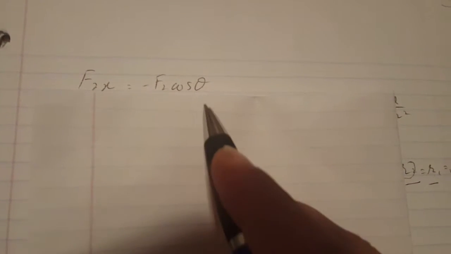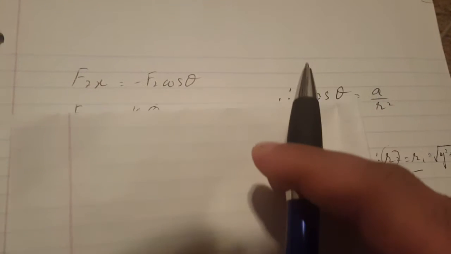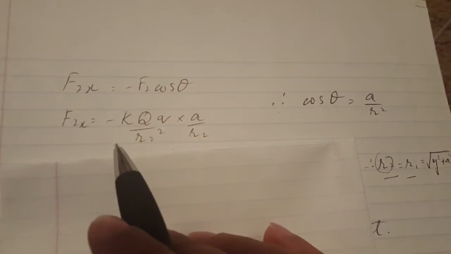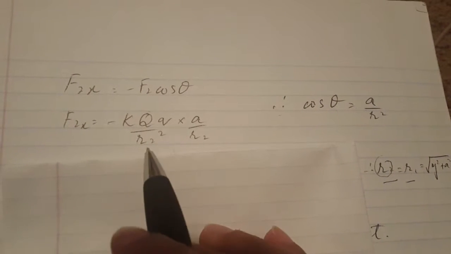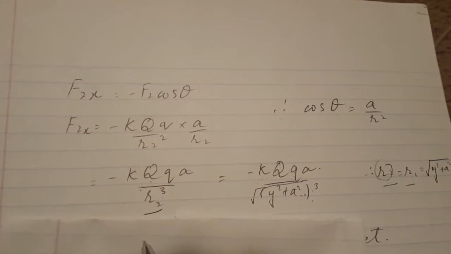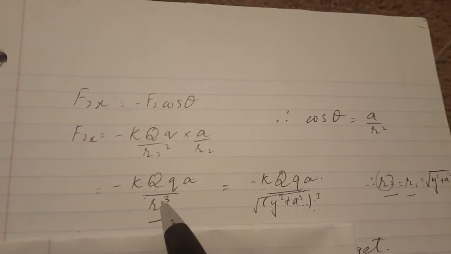The x component of F2 would be negative of F2 cos theta, just like we found for F1x. So we put in our values: F2x is equal to negative k capital Q small q over R2 squared multiplied by a over R2, and we get negative k capital Q small q a over R2 cubed.